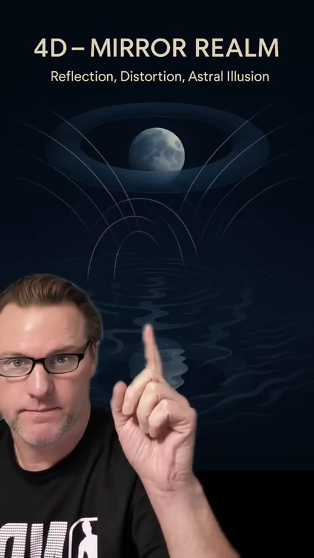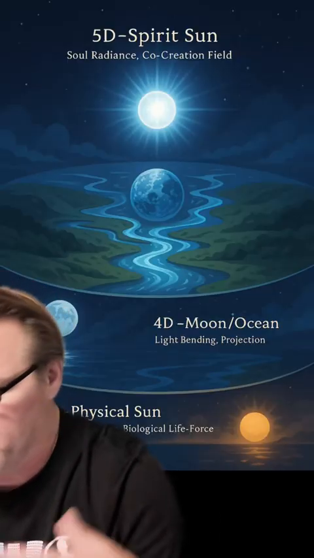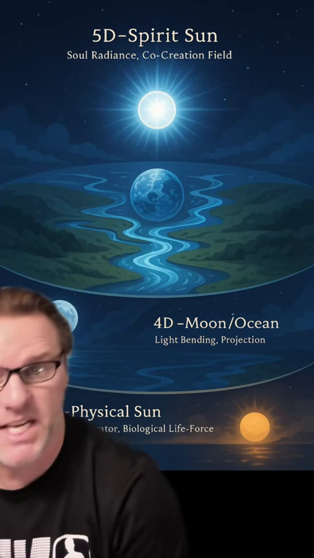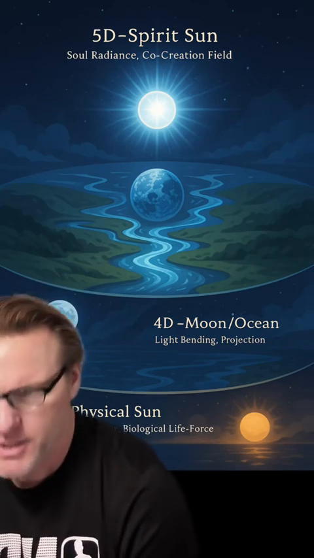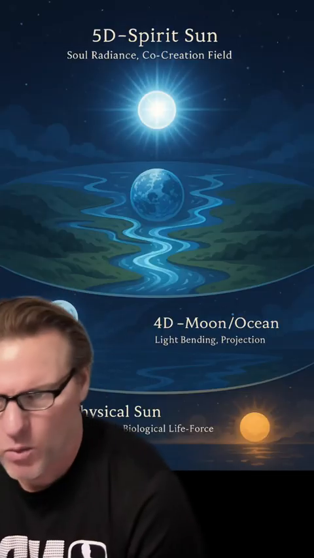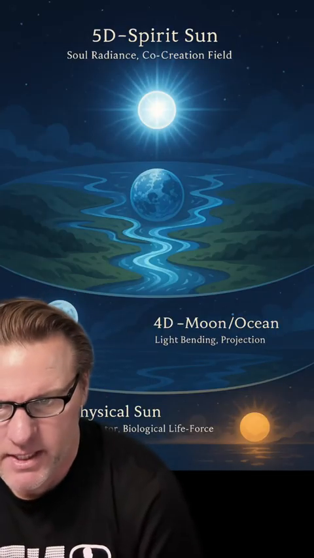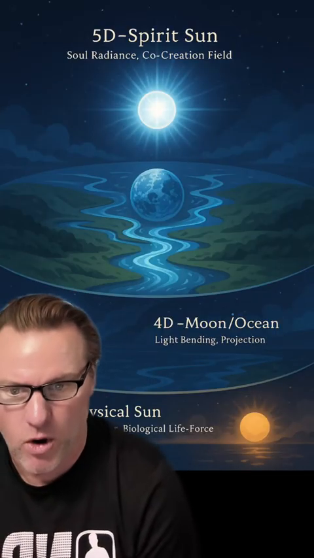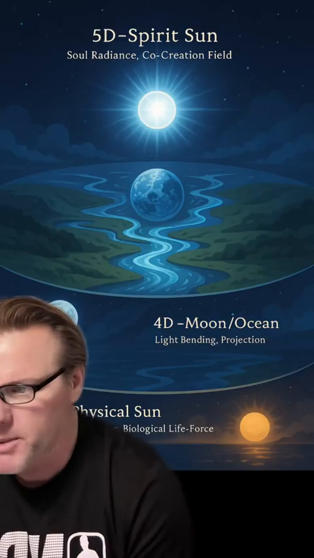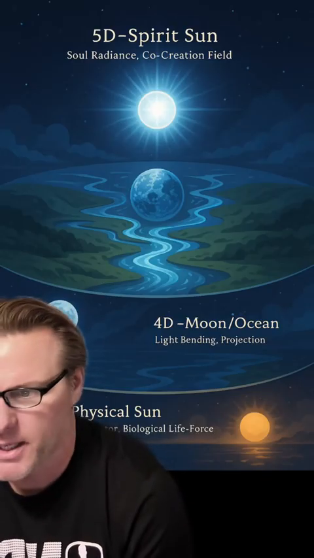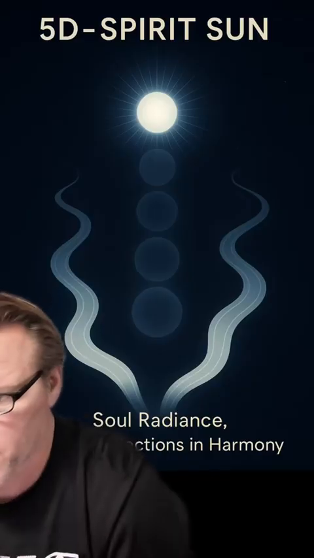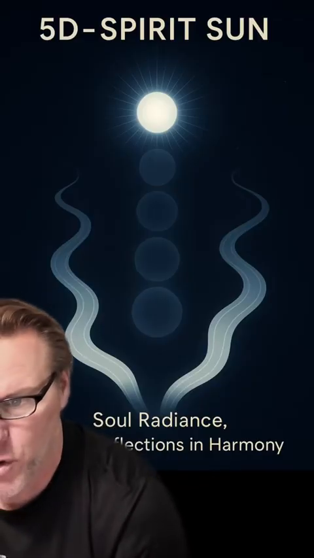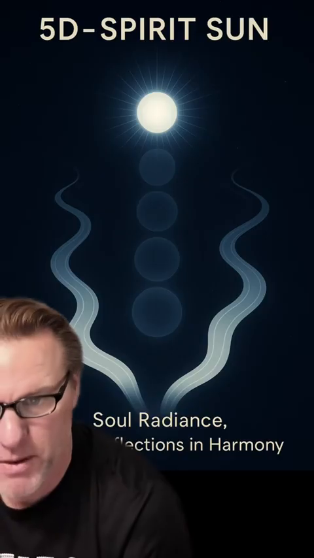When we step again, you enter the 5D spirit sun, your soul's radiance. This is the realm of co-creation, where orbs of light practice building stars and worlds. The rivers become luminous streams, clear and harmonic, no longer bent by astral distortions. The spirit sun shines upward into the creative field and downward into the mirror, bridging heaven and earth.